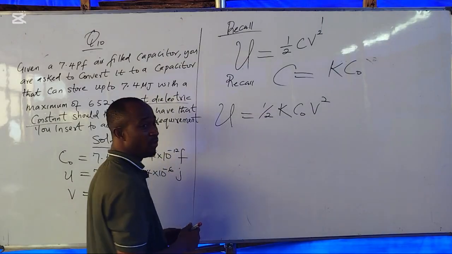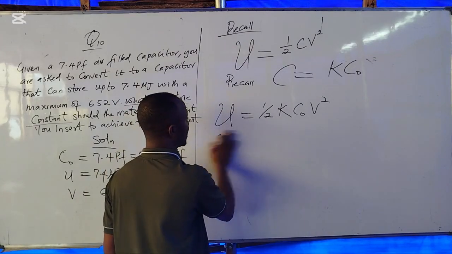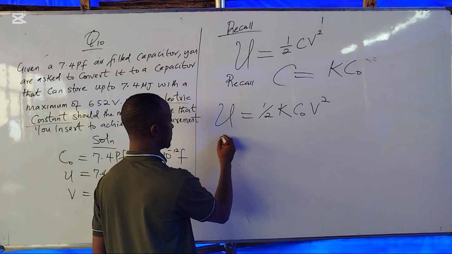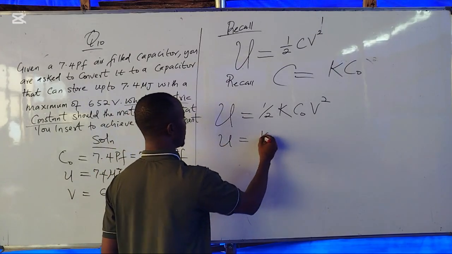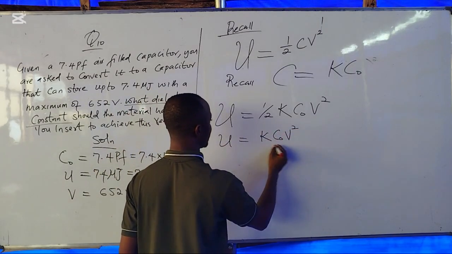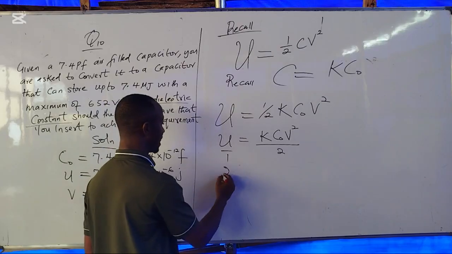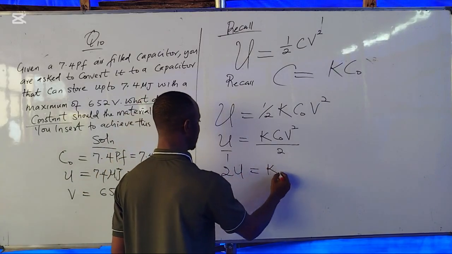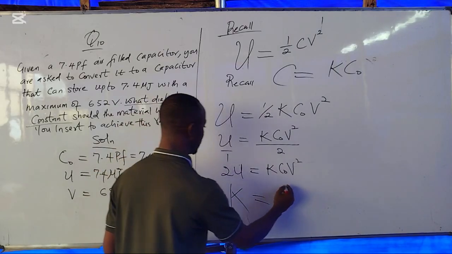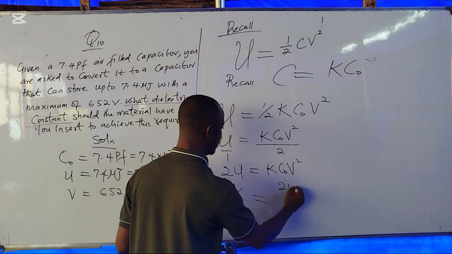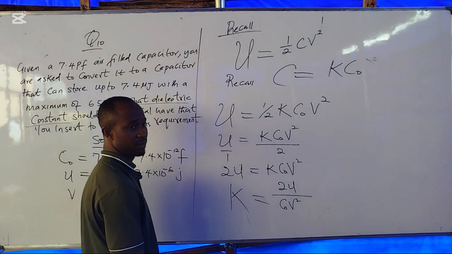Now we have to find the value of K, right? So from here I can cross multiply. This will give us 2U. This expression is the same as U equals K C naught V squared divided by 2, over 1. Can we cross multiply? That means our 2U is equal to K C naught V squared. So how do we find our K? The K becomes 2U divided by C naught V squared.